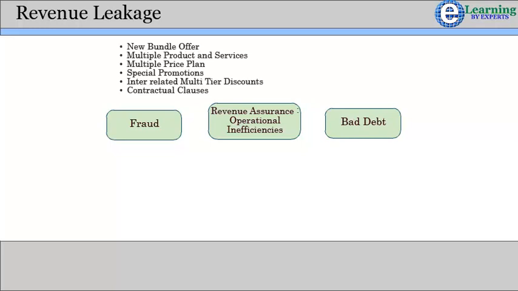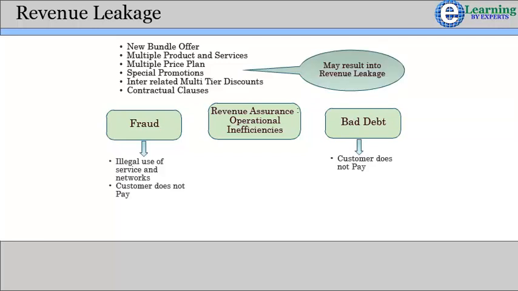An example of this segmentation is a new bundle offer from a service provider that may cause leakage due to illegal use of services and network, or non-payment of the dues by the customer. Other leakages such as a customer not being billed properly, as in the case of underbilling or overbilling, and issues such as the order not being provisioned are due to inefficiency in the system.